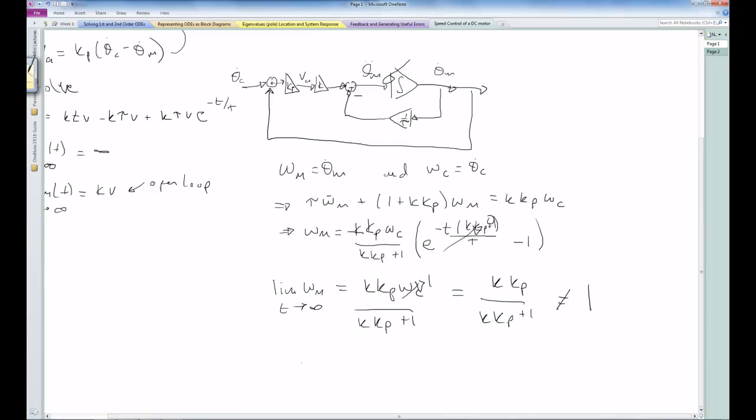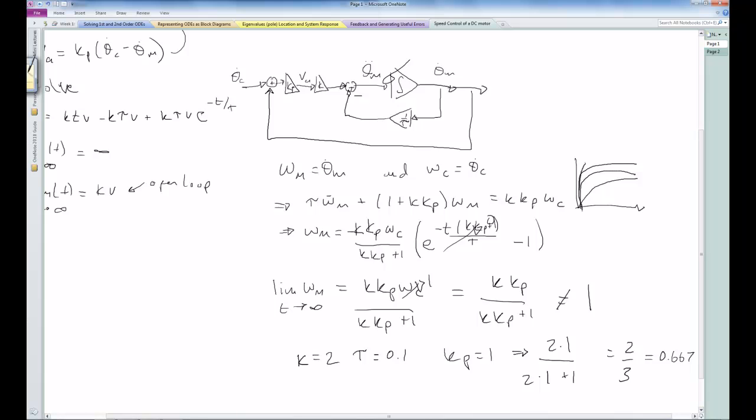So in the exercise, we used values of k equal to 2, tau equal to 0.1, and kp equal to 1. And that gets you 2 times 1 over 2 times 1 plus 1, which is just 2/3. And so most everybody agreed that 0.667 was about right. Well, there's your 2/3. So there's really nothing we can do about this. What you should notice is that as kp gets bigger, the system responds faster, and it gets closer and closer to the final value, but it never quite gets there.